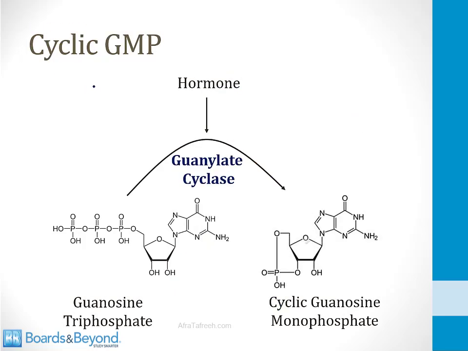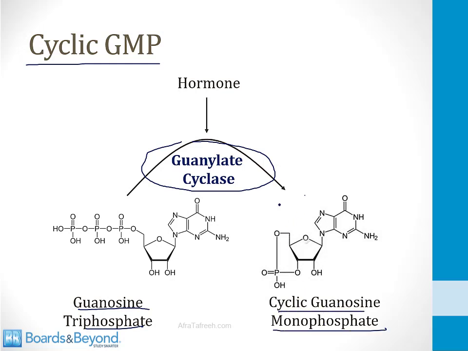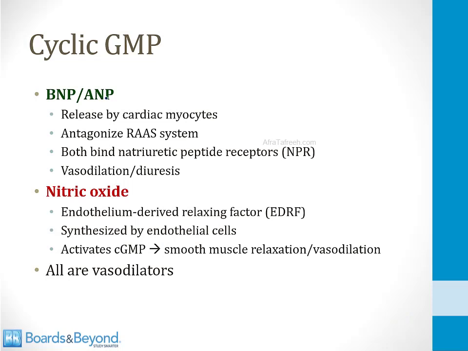Our next second messenger we'll talk about is cyclic GMP. This shares many similarities to cyclic AMP, but it's found much less commonly throughout the body. Some hormones can activate the enzyme guanylate cyclase, which converts GTP, which is guanosine triphosphate, into cyclic GMP, or cyclic guanosine monophosphate, and the level of cyclic GMP can serve as a second messenger. There are only a couple of places in the body where cyclic GMP is important as a second messenger.